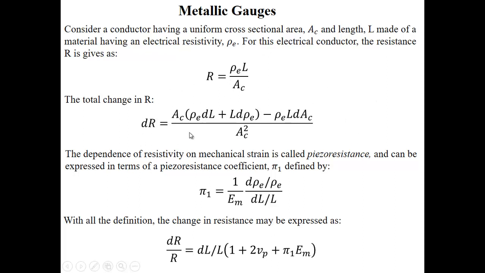The dependence of resistivity on the mechanical strain is called piezoresistance. It can be expressed in terms of the piezoresistance coefficient, Pi 1, which is defined as this one. When they are substituted into the top equation, we divide by R. With all the definitions, the change in resistance may be expressed as this one.